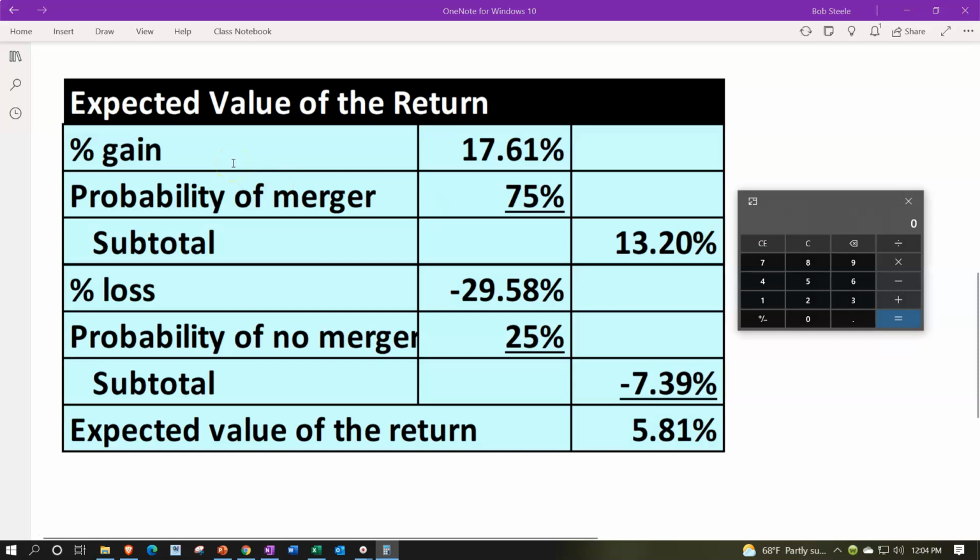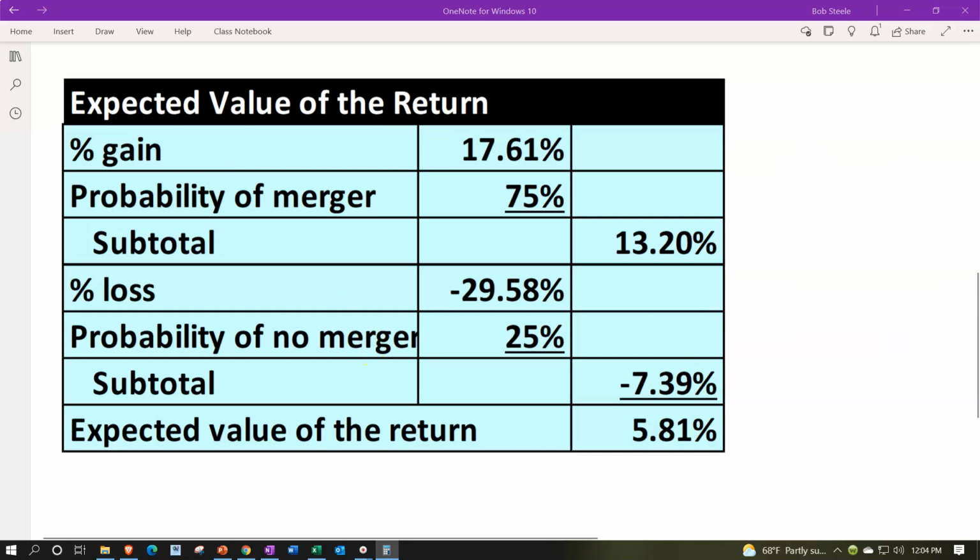So if we subtract those out, the 13.2 minus the 7.39 in percent format gives us 5.81%. So given our expected value, we have a 5.81% expected return in the positive.